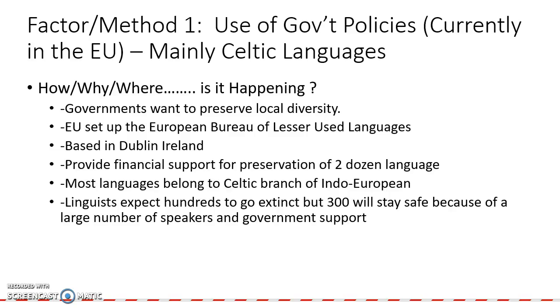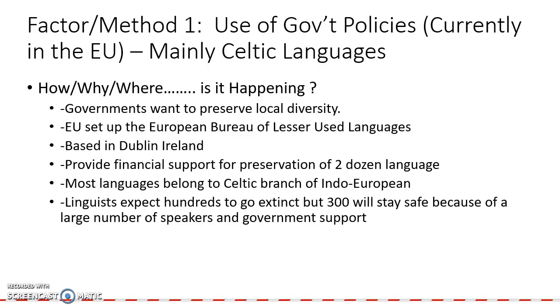So how and why and where is this happening? Well, the governments want to preserve their local diversity. So the European Union has set up the European Bureau of Lesser Used Languages. It's based in Dublin, Ireland. And what they do is, to preserve local languages, you need money. So the governments there, the European Union, is providing the financial support for the preservation of the 24 languages.